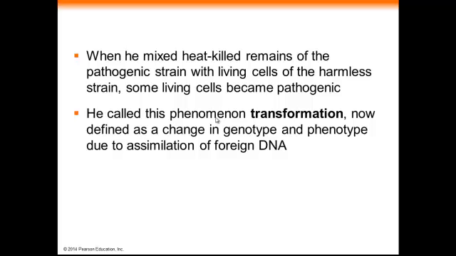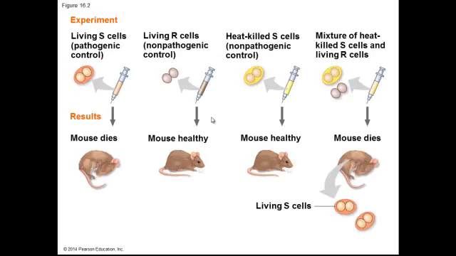Now, he didn't know exactly what it was that was transforming these cells, but he knew it was something inside the cell. Here's what his experiment looked like. He took living cells, which are called S cells, and they are pathogenic. Just to do some controls, he injected them into mice, and the mice died. So he knew that those were the disease-causing cells. Then he took some R cells, which are the non-disease causing, as a control, and injected those into the mice.